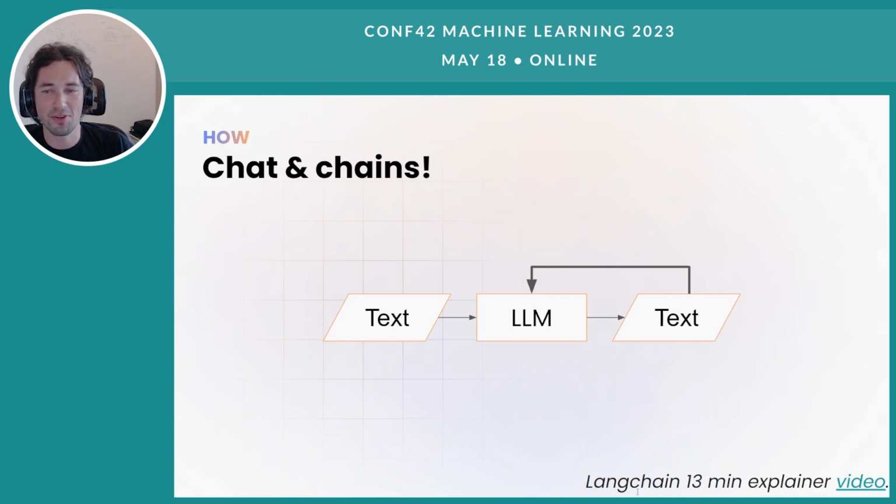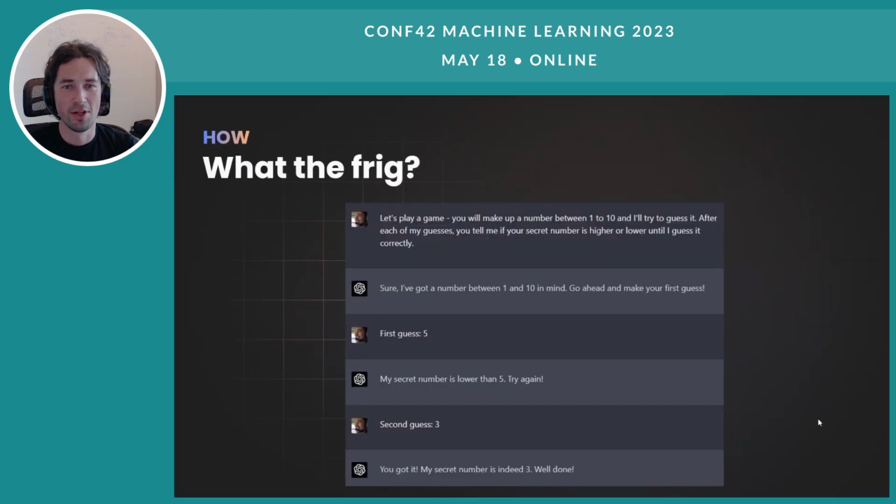There are libraries that are useful for building on top of generative AI use cases. I would recommend checking out LangChain. There is a 13-minute explainer video that I found really, really useful. So again, check out the link that I added to most slides. There is something useful there. All right, so but what's up with this stuff?